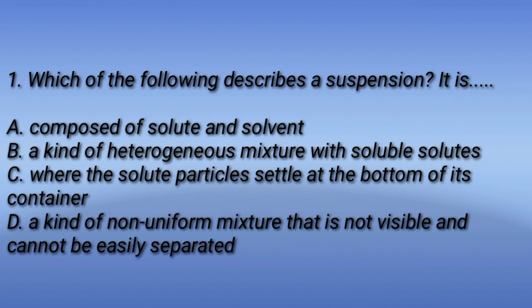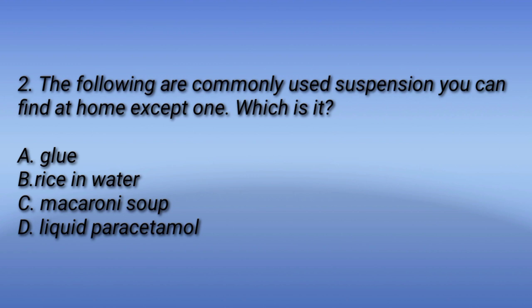1. Which of the following best describes a suspension? It is A. Composed of solute and solvent. B. A kind of heterogeneous mixture with soluble solutes. C. Where the solute particles settle at the bottom of its container. Or D. A kind of non-uniform mixture that is not visible and cannot be easily separated. Number 2. The following are commonly used suspensions you can find at home except one. Which is it? A. Glue. B. Rice and water. C. Macaroni soup. Or D. Liquid paracetamol.